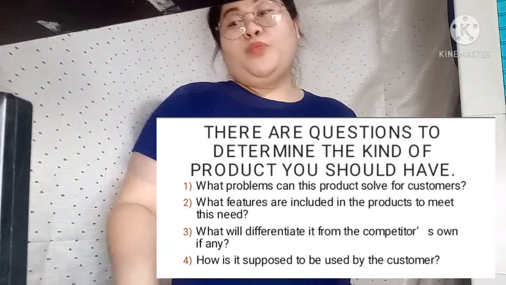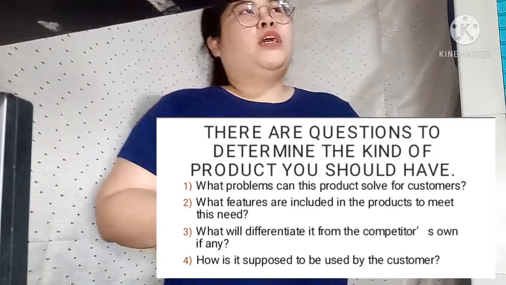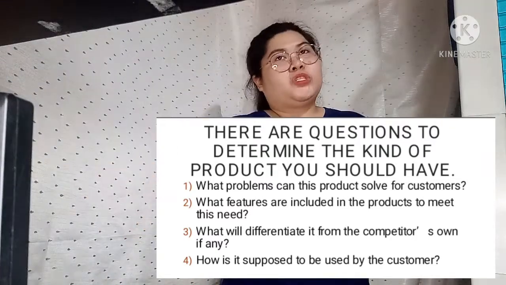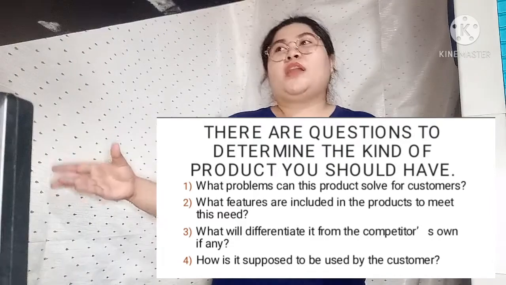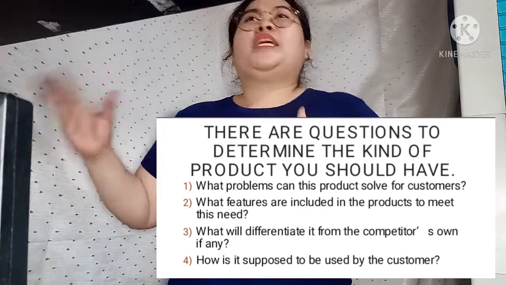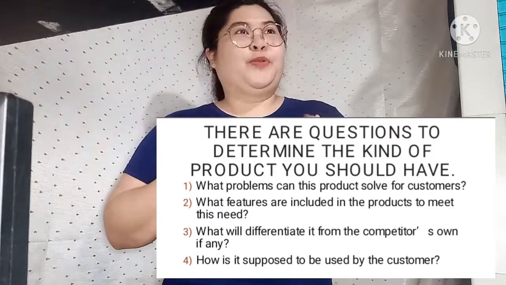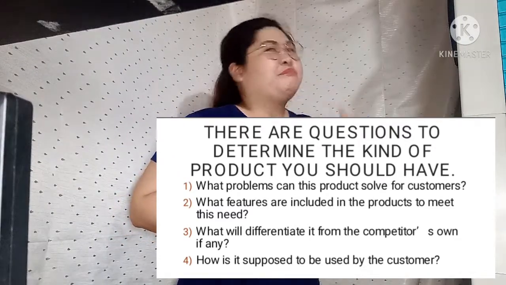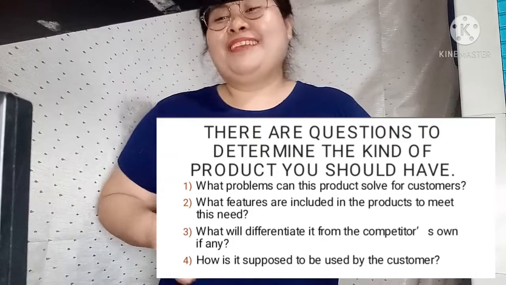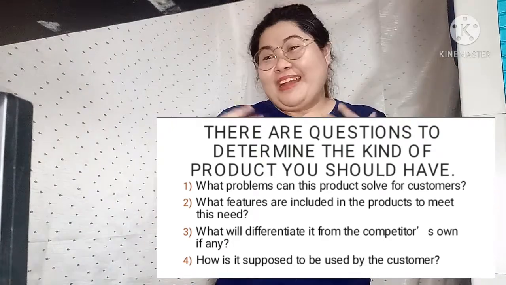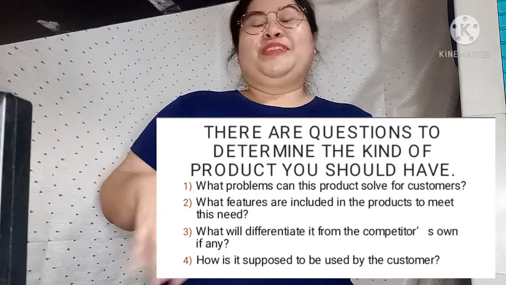The next question, what will differentiate it from the competitors, if any? Since halo-halo is my product, my competitors are Chowking and Mang Inasal. If they have leche flan in their halo-halo, I would be creative and add mango float to my halo-halo. People will surely like the mango float combination.